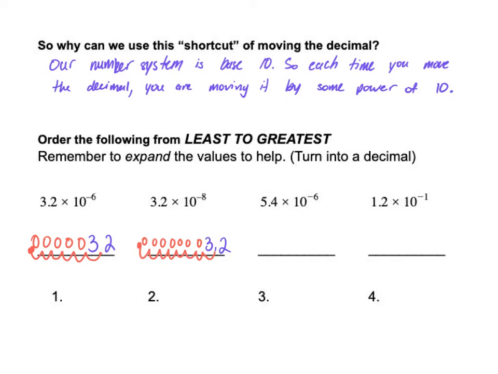So if we move on now, so moving on to 5.4 times 10 to the negative 6. I'm going to start with 5.4, and I know I need to move my decimal 6 spaces to the left, again because negative 6. All right, and then fill all of those empty spaces with zeros. So 0.000054.